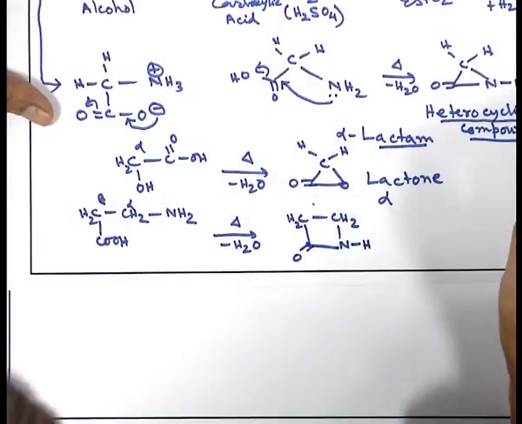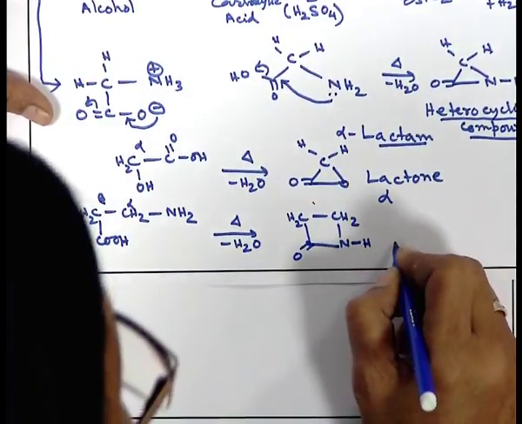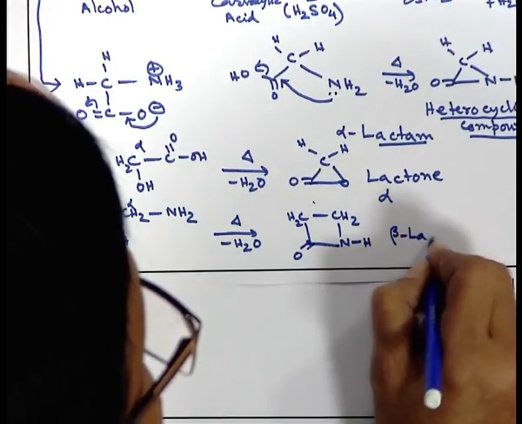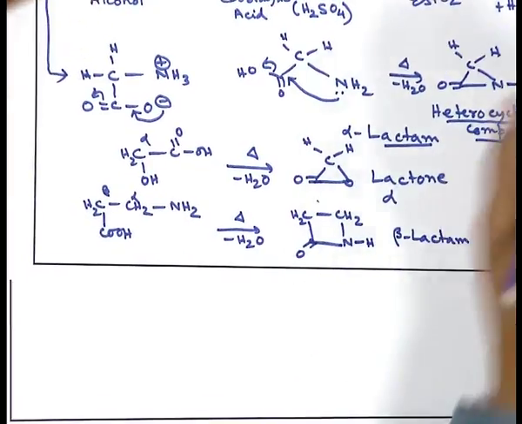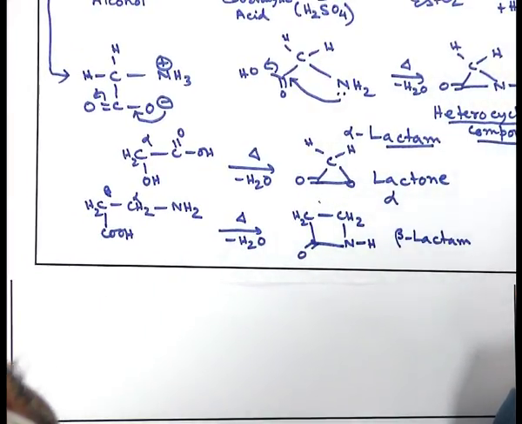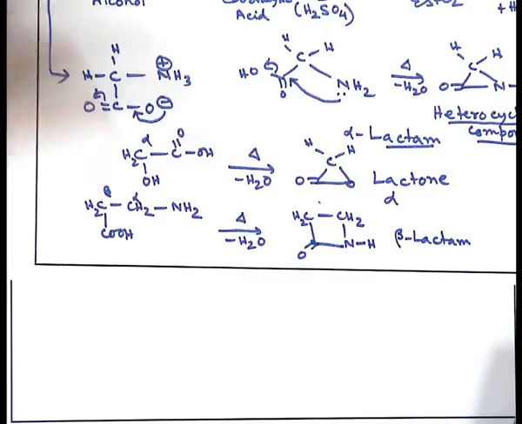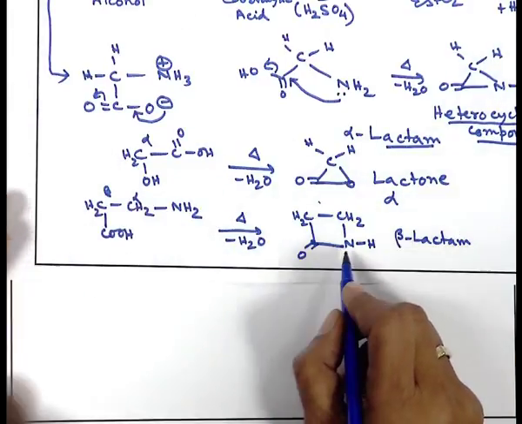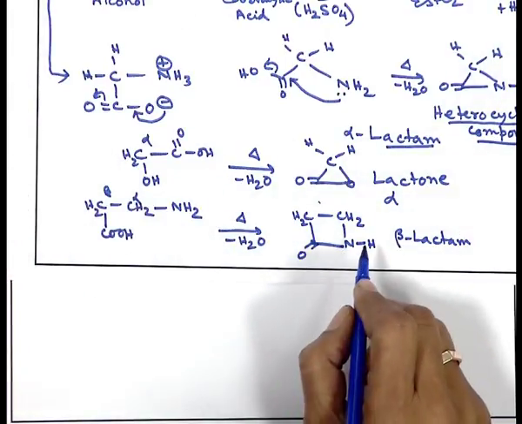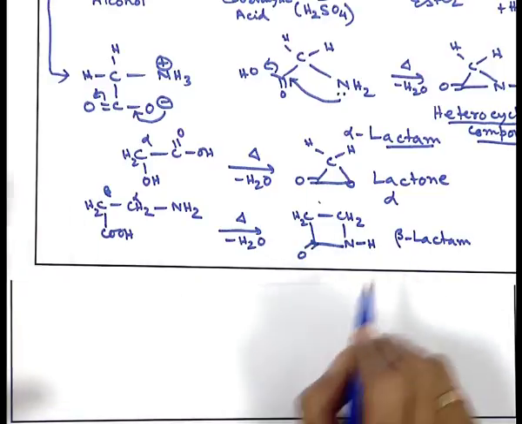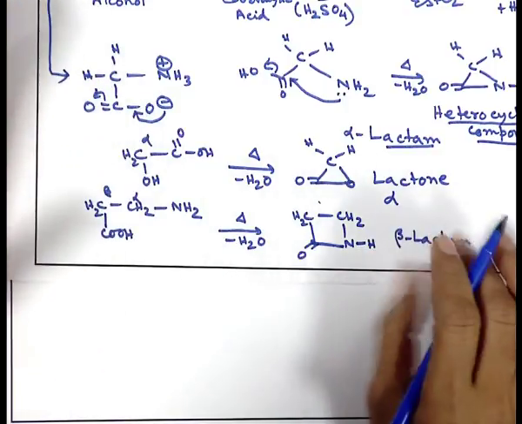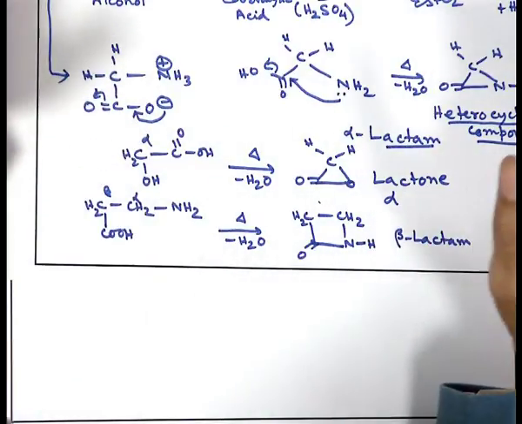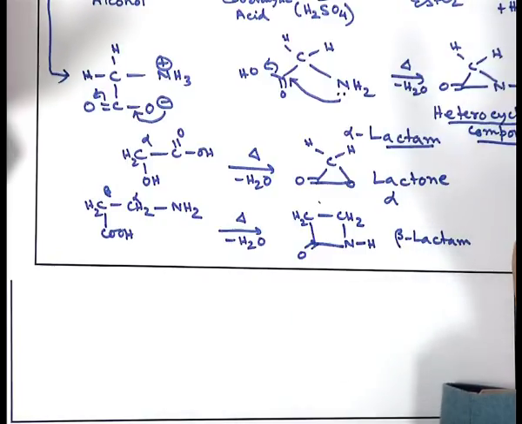And this class of compound is very interesting. This is called beta lactam. Why beta lactam? Because beta amino carboxylic acid's internal salt is beta lactam. This is a 4-membered nitrogen containing heterocyclic compound. And why did I write this thing? The answer is very simple. This type of structure or structural moiety is present in many interesting compounds.